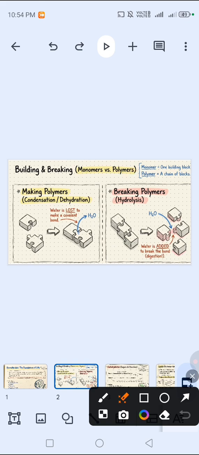Before we look at the big four biomolecules, let's talk about how your body builds and breaks them down. Monomers are a single building block, and polymers are a long chain made of connected monomers. Monomers are just one unit, and a polymer is the combination of monomers.